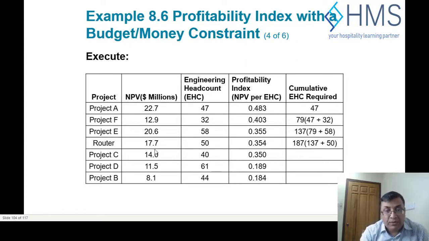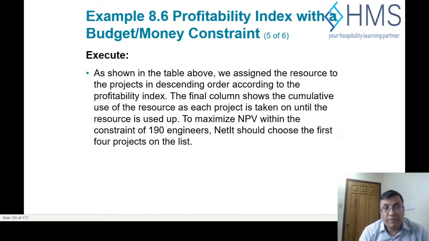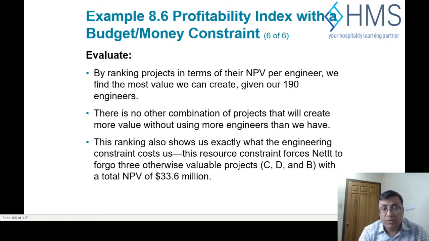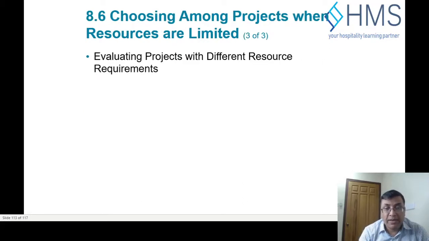There are projects which we are selecting or rejecting. Let's say, for example, this $14 million project C is rejected, but project A and project F we are accepting, which has $12.9 million, which seems to be absurd based on only the NPV method. But per headcount, it makes a different sense. So we cannot rely on only one method. We have to look at multiple options for profitability, based on the profitability index. So by ranking them on the profitability index, you are able to use the resources.